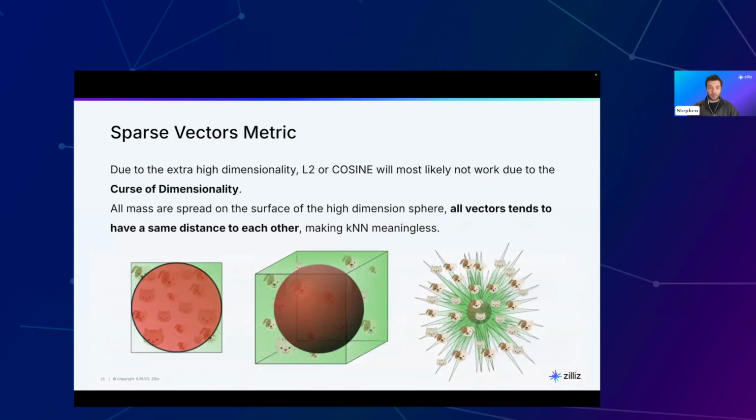The problem with them is that because they are extremely high dimensional, L2 or cosine will not work due to the curse of dimensionality, because all the mass spreads on the surface of very high dimensional space. They basically all have the same distance to each other, so approximate nearest neighbor search would be meaningless.